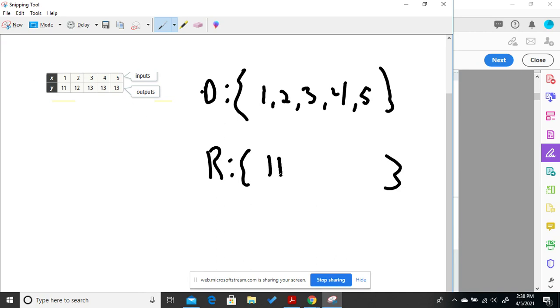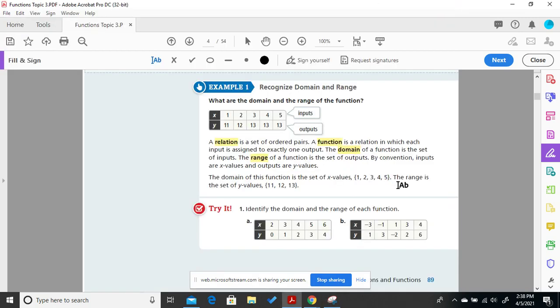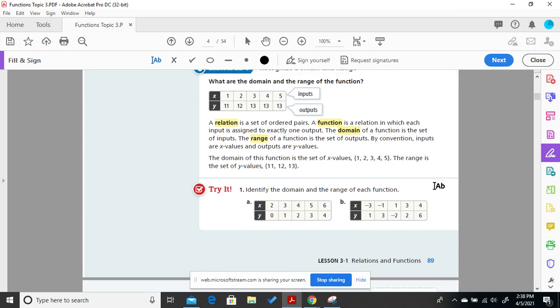So you're going to do 11, 12, and 13. There's no need to write your 13 multiple times, okay? And this is what you're going to want to write when they ask you for a domain and range, or when I ask you, or if it's on a test. Pretty easy to remember. Your domain is going to be your inputs, and your range is going to be your outputs, okay? Pretty simple. So let's do the try-it problems here.